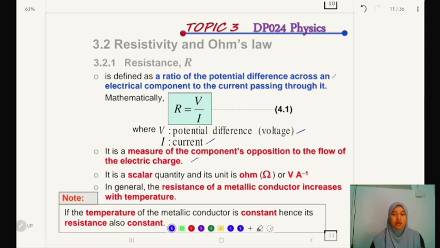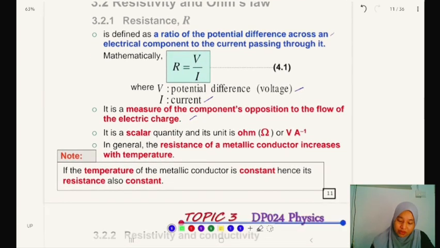Imagine a flowing river with obstructions in it, like fish and rocks. That is its resistance. R is also a scalar quantity and its unit is the ohm, or volts per ampere. In general, the resistance of a metallic conductor increases with temperature.